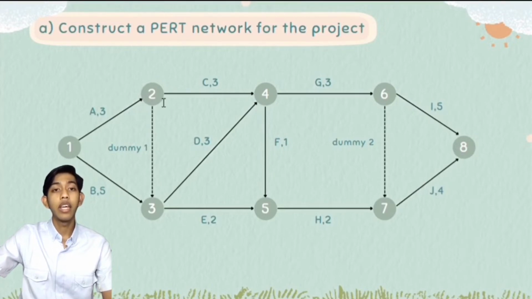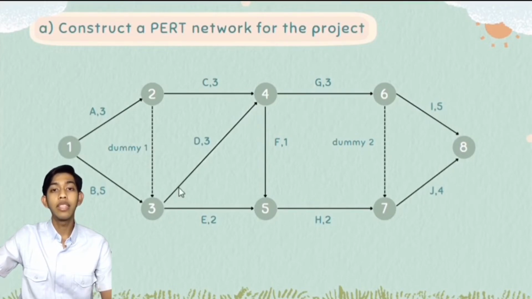Next is activity A to C. Right here, we draw a straight line from A, and this line will be activity C, 3 weeks. And next one is A and B to D. There's no possible way from A to D, so it will become a dummy. For B to D, from B we draw a straight line, and this line will be activity D, 3 weeks. Next is B to E. From node number 3, we draw a straight line, which will be activity E, 2 weeks.